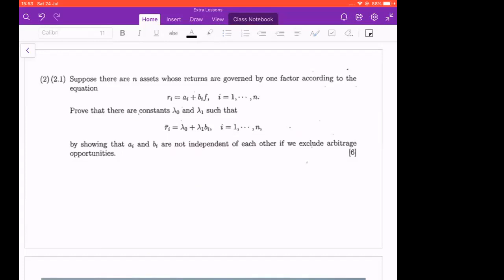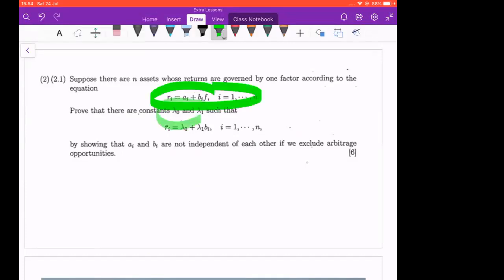So suppose that there are n assets whose returns are governed by one factor. So we are looking at one factor. This question says, according to the equation, prove that there is a constraint. Oh, so this is basically the proof we have done. Here they want you to use the proof. Actually, I wanted to do the proof here, but you just have to redo that proof.